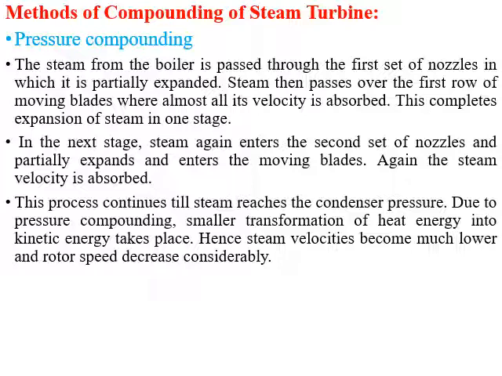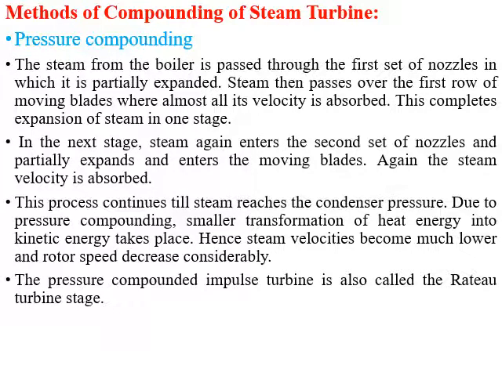So due to pressure compounding, smaller transformation of heat energy into kinetic energy takes place. Hence, steam velocities become much lower and rotor speed decreases considerably. The pressure compounded impulse turbine is also called the Rateau stage turbine.